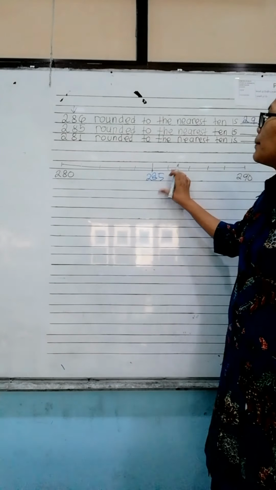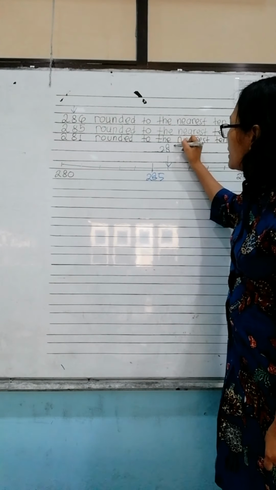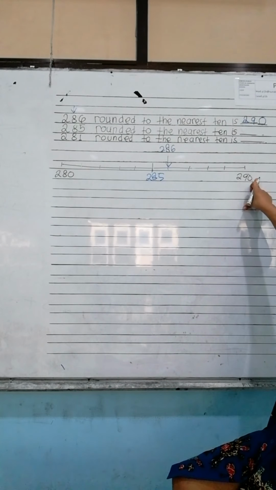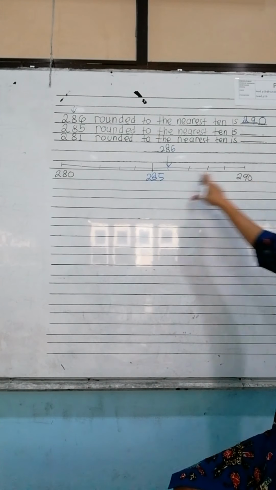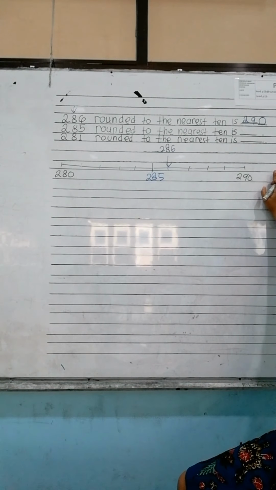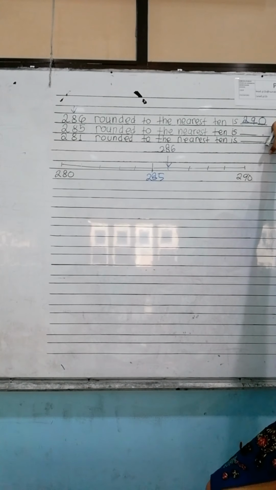Let's try the number line here. 285 is here, in the middle. How about 286? It's here. Can you see it is nearer to 290 than to 280? It's closer to 290, right? You can see it. That is why your answer is correct, 290.